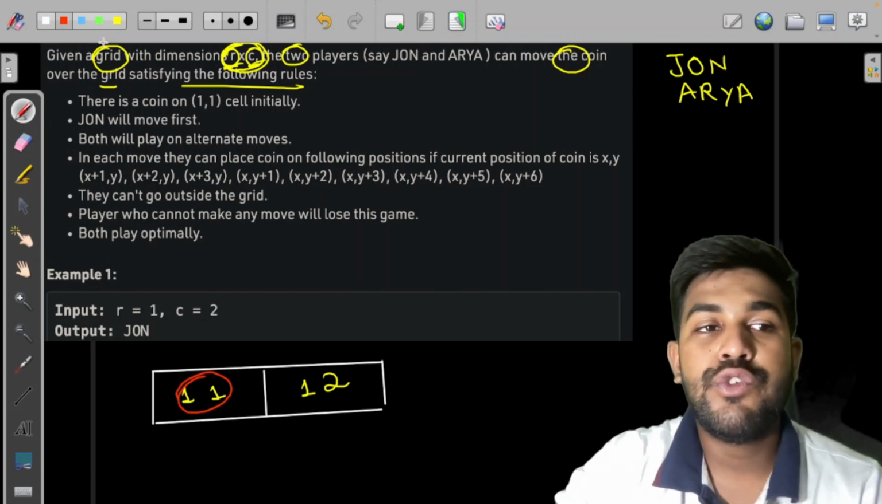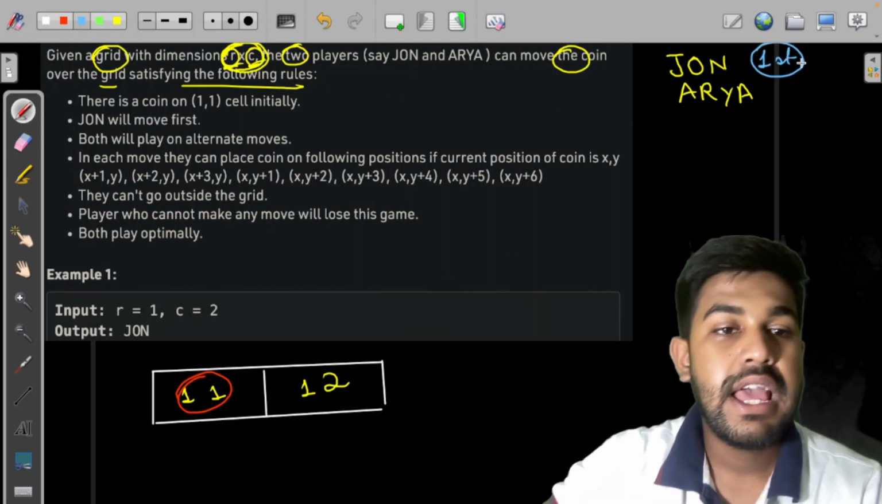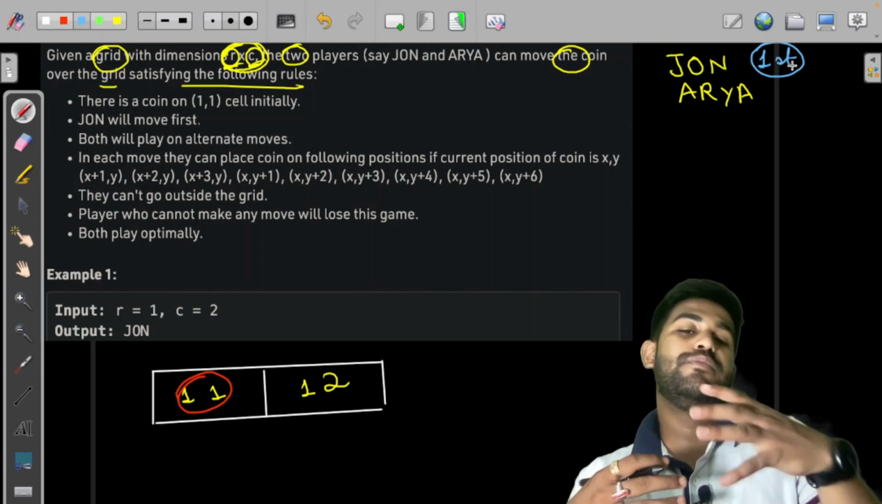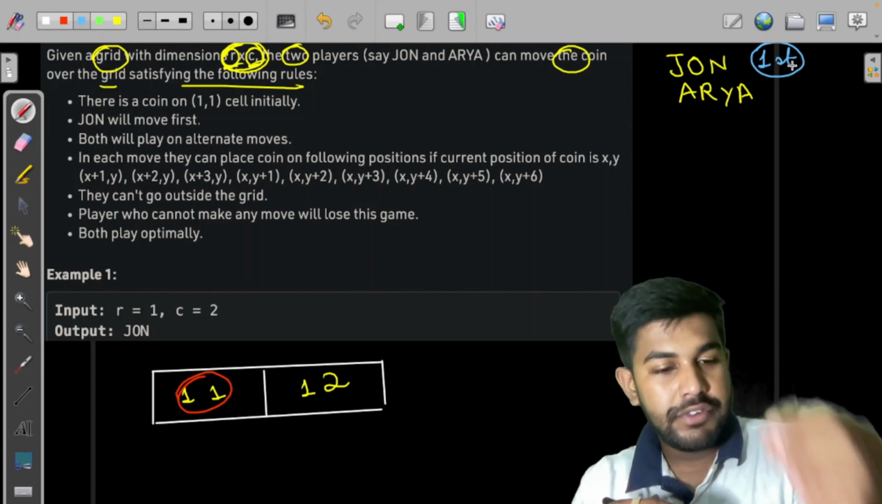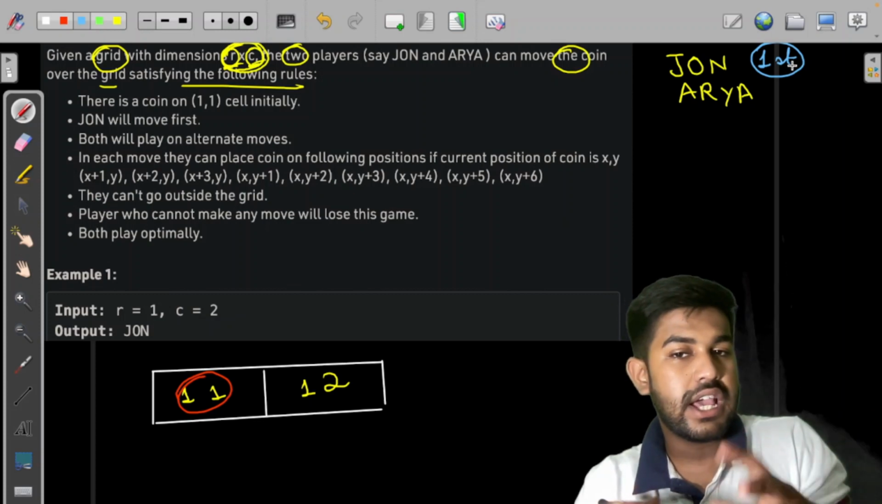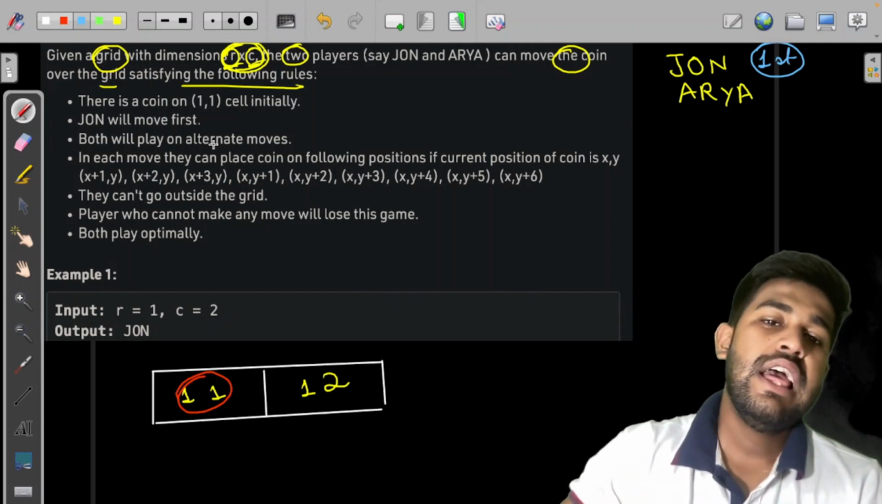Now John would be the first person who would start playing this game, and then they both would move alternatively. Alternatively means that John would play first and then Arya, then again John, then Arya, then again John, then Arya, and this would go on till the game ends.